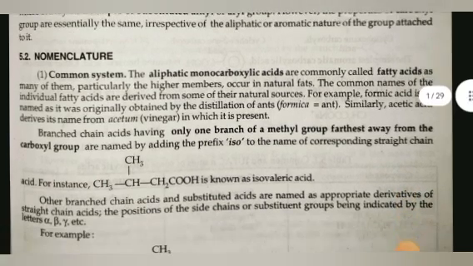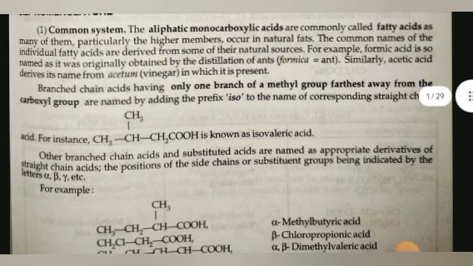Nomenclature. First, common system. The aliphatic monocarboxylic acids are commonly called fatty acids, as many of them, particularly the higher members, occur in natural fat. The common names of the individual fatty acids are derived from some of their natural sources. For example, formic acid is so named because it was originally obtained by the distillation of ants. Similarly, acetic acid derives its name from acetum, in which it is present.